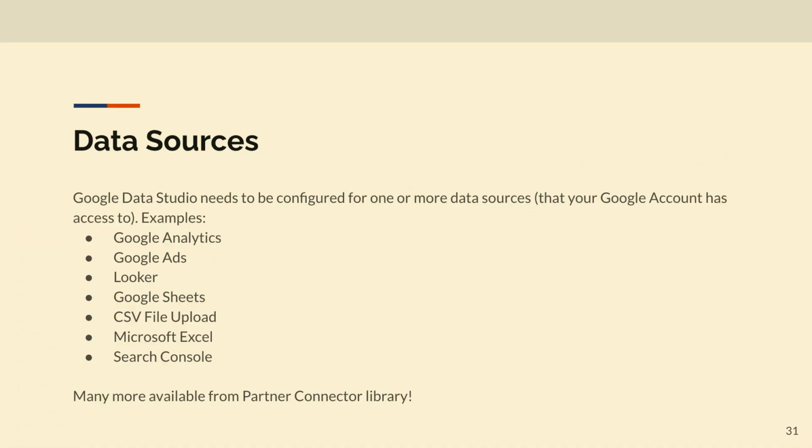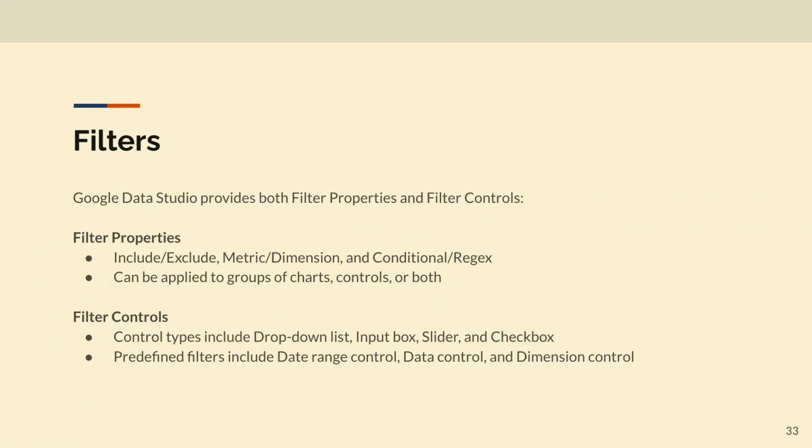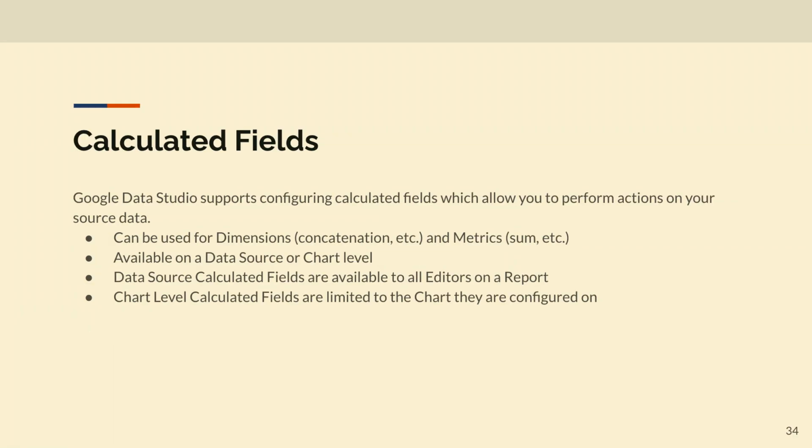Big thing with any report is you're going to basically configure a data source. In our case, it's going to be Google Analytics 4. And then from there, you can get your dimensions and your metrics. Nearly 50 charts. Gives you a lot more flexibility from a presentation perspective than you would have for explorations or, in my opinion, inside GA4. So it's nice, and you can have a lot more charts on multiple pages. You can have filters, both on a particular chart or filter controls for a whole page. Gives you a lot of different pieces.